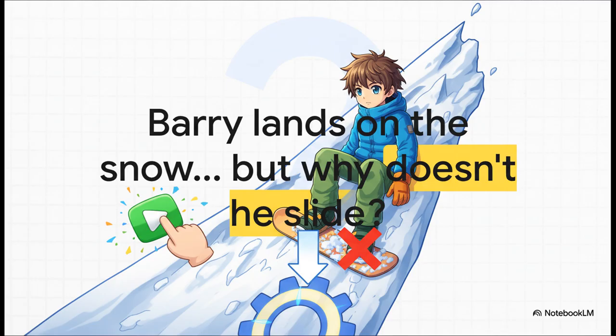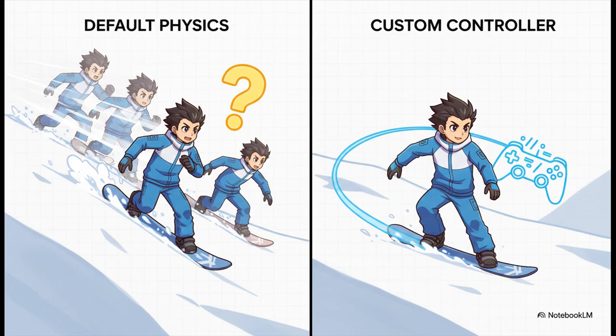But hang on. Notice he's not moving? He's just stuck there. The ground is clearly sloped, right? Gravity should be pulling him down the hill. So what gives? And this right here is a really important moment in game development. We could spend the next hour tweaking physics materials, playing with friction and gravity settings, trying to get him to slide realistically. But here's the problem with that. His speed would be totally dependent on how steep the slope is, and that leads to really unpredictable gameplay.